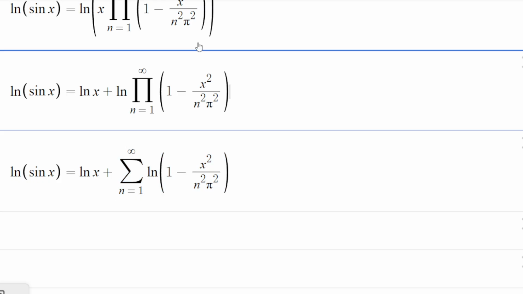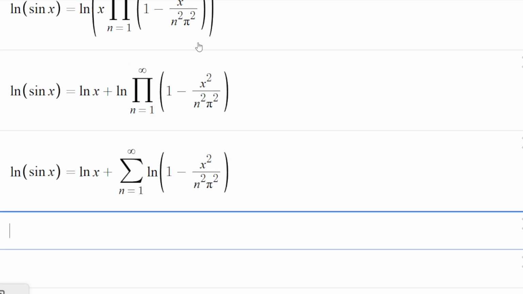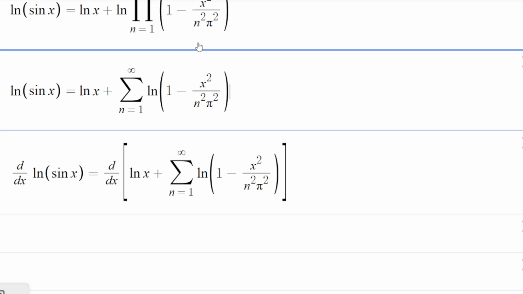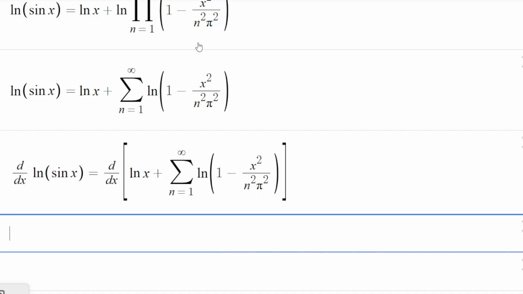And let's think about why. The natural log of a product is just the sum of those natural logs. And we have the natural log of a product. So now we're just summing all of those natural logs together. Okay, so that's how you get from here to here. It's just the properties of logarithms. And next, well, we can take a derivative on both sides. If these are equal, then their derivatives are also equal. So that's the next step.